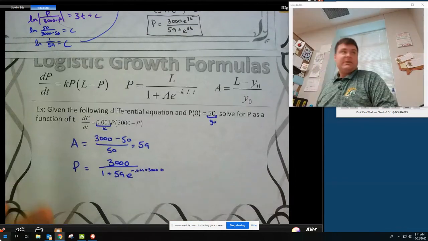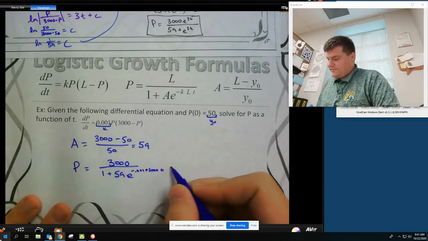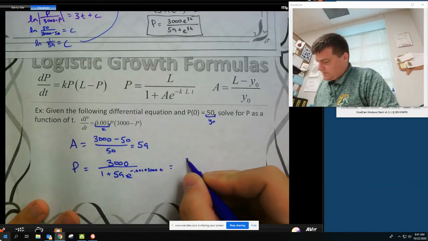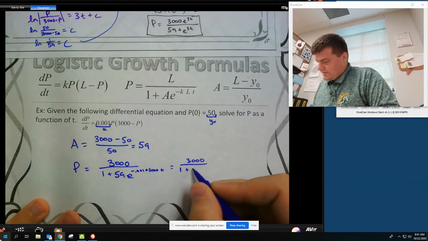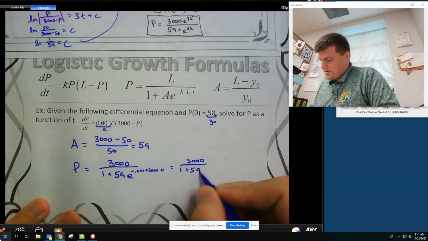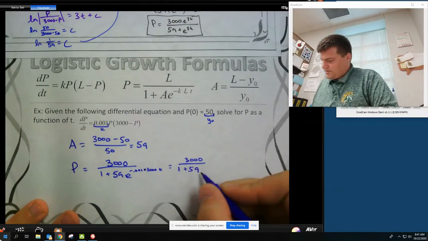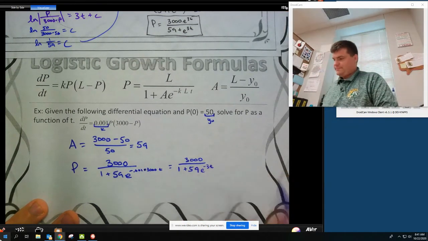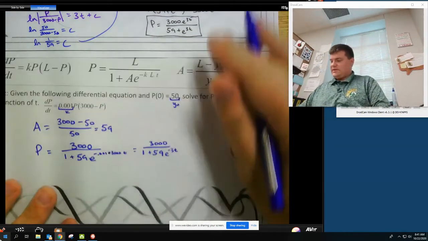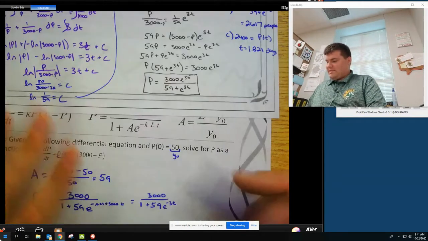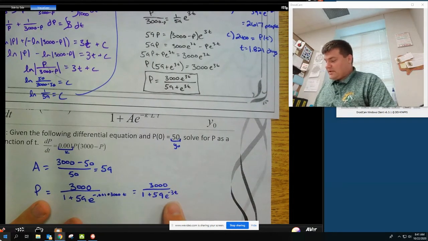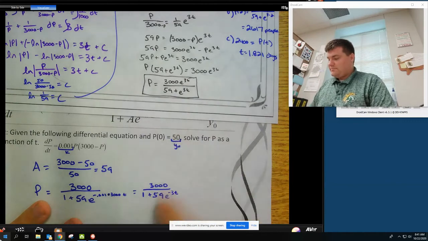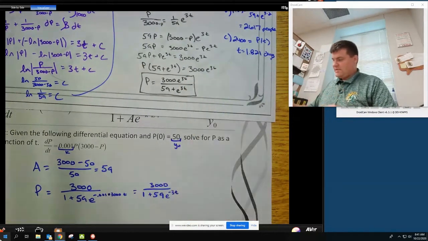Okay. So, let's simplify this a little bit. This is going to be 3,000 all over 1 plus 59. I'll multiply that. That's going to be negative 3, so e to the negative 3t. If you notice that these are actually going to be the same thing. If you multiply top and bottom by e to the 3t, you're actually going to get these answers to match up. Okay, so same thing, just shortcut.